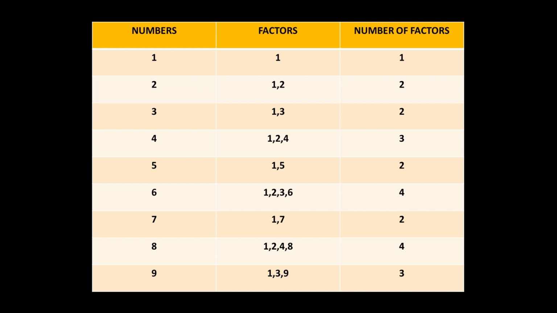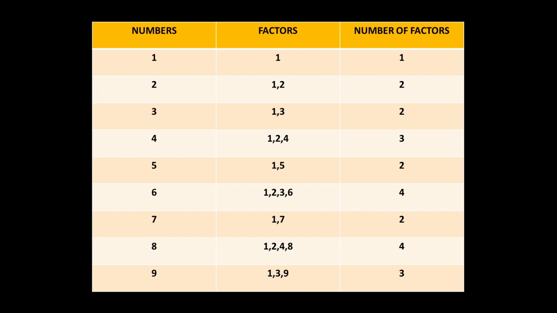From the table, it is clear that the number of factors of 1 is 1, and the number of factors of 2 is 2, that is, the factors are 1 and 2 itself. The same case happens in 3, 5, 7. You can say that all these numbers have factors 1 and that number itself. So the number of factors in these cases is 2.